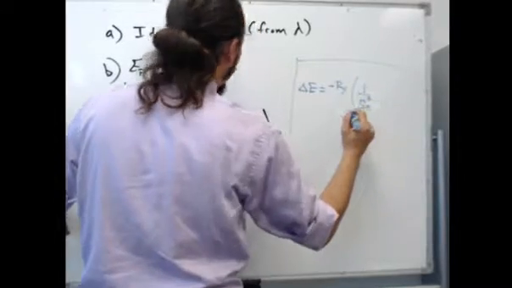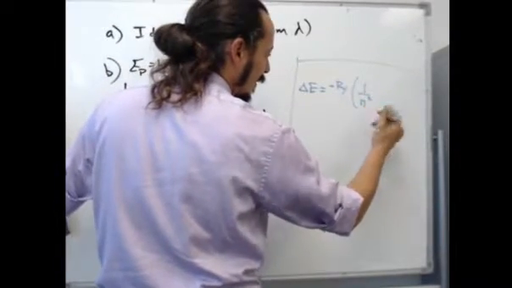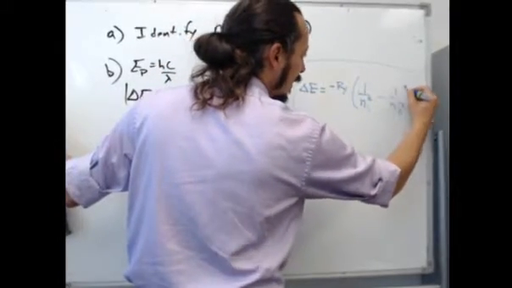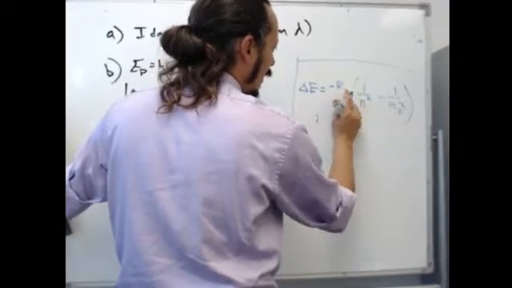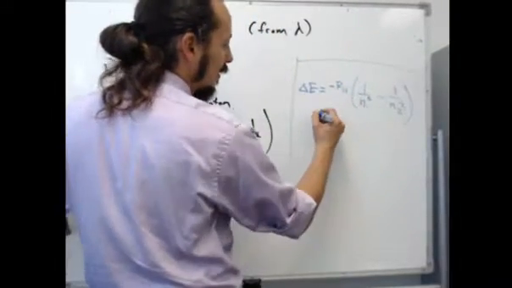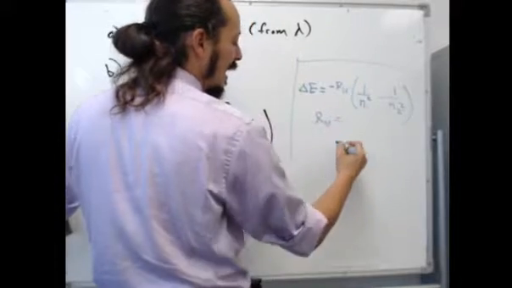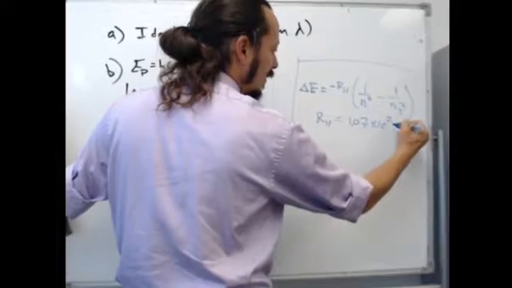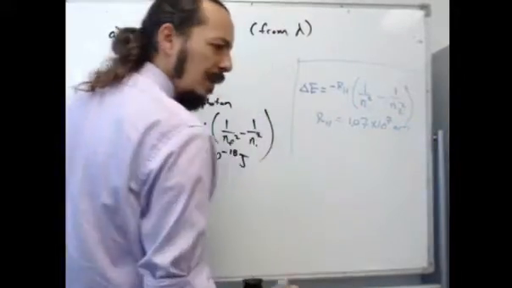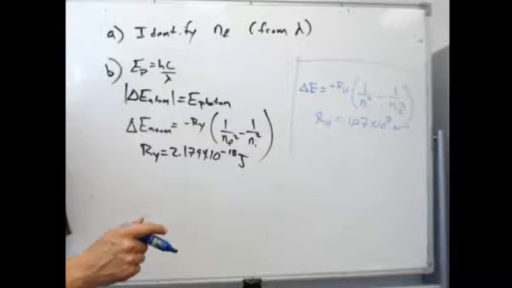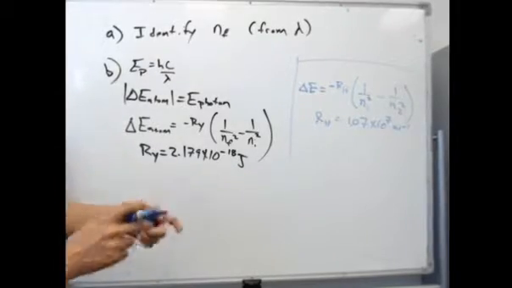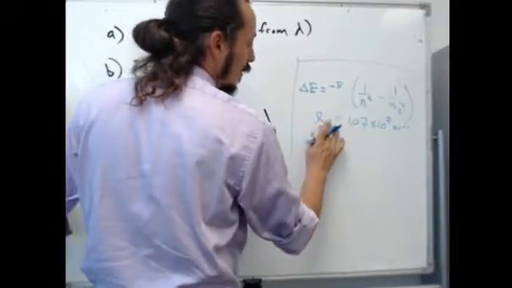n2 squared. Wait, I have to remember this now. It's 1 over n1 squared minus 1 over n2 squared. This Rydberg constant, I'm going to call RH, is the Rydberg constant for a hydrogen atom. It has the value of 1.07 times 10 to the positive 7 inverse meters, if I remember correctly. It should be on your equation sheet. This one says RH equals 2.18 times 10 to the negative 18, and regular R equals 1.097 times 10 to the 7.